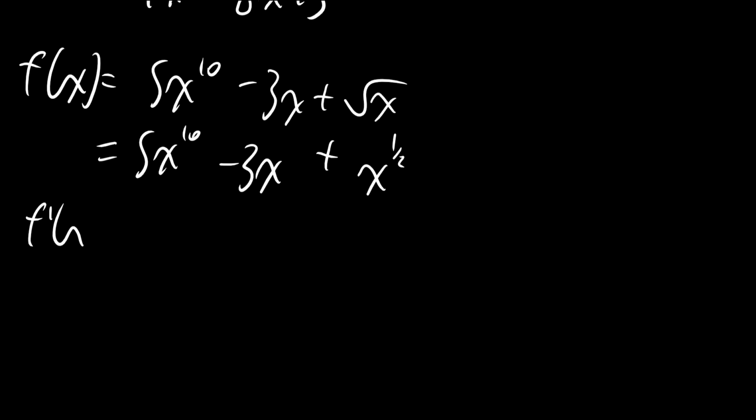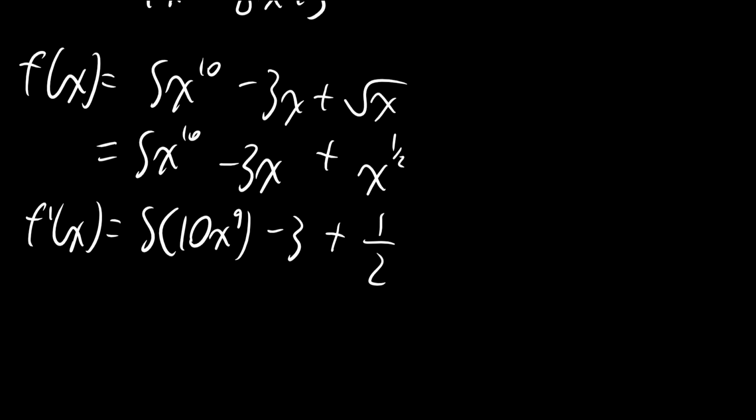So f prime of x will just be 5 times 10x to the 9 minus 3. And then plus, we bring the 1/2 out, and then we have x to the 1/2 minus 1, which is negative 1/2. I'm going to make it look a little bit more like an exponent, and I can rewrite this using exponents. So 5 times 10 is 50, x to the 9 minus 3.